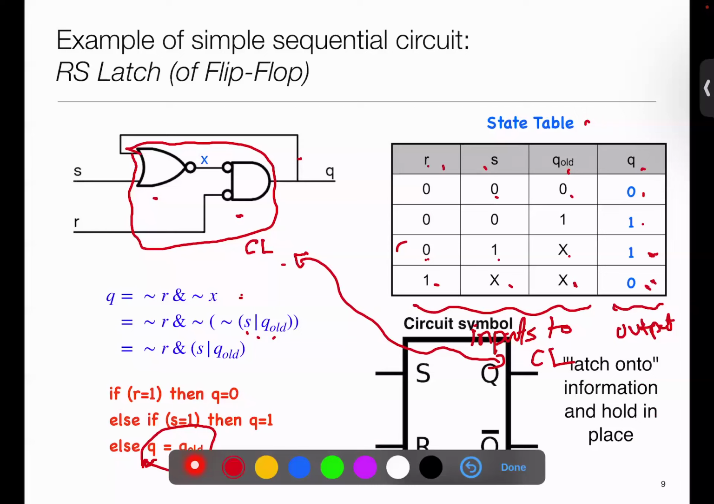R has higher priority, so R comes first, then S. If it was the other way around, then we would call it an SR latch. That means set would have priority. Latch means it holds its value, and oftentimes people also refer to it as a flip-flop, although usually the term flip-flop is used when we have a clock also on it. Okay, so that's what we have out here.